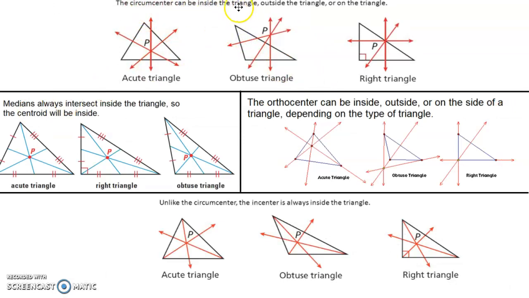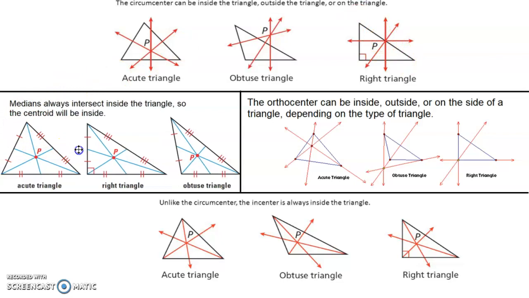In the circumcenter's case, it can be inside the triangle if it's an acute triangle. The circumcenter could also be outside the triangle if it's obtuse. And lastly, if it's a right triangle, the circumcenter is actually going to be located on one of the sides, on the hypotenuse. For medians, they're always going to intersect inside the triangle because a median is going to connect a vertex with a midpoint, so it's got to go through the middle of the triangle, so to speak. So the centroid is going to always be inside, whether it's an acute, a right, or an obtuse triangle.